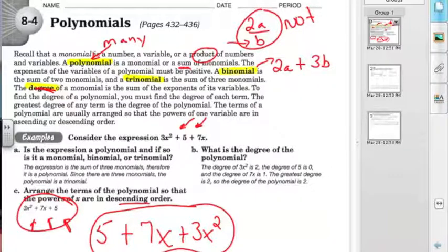All right, now, what is the degree of the polynomial? Again, the degree is when you add the exponents together. So, we have 2 here. We have 0 with the 5, and the degree of 7x is 1. So the degree of this whole polynomial is 2 because it's the largest number.